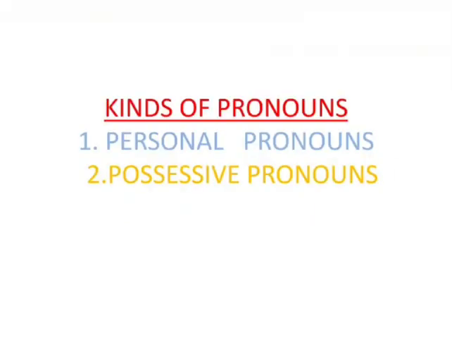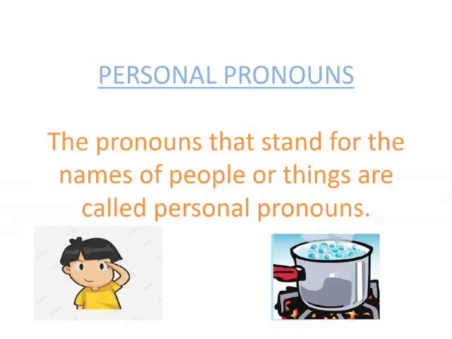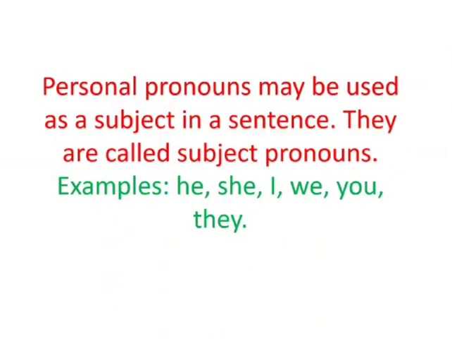Now we come to the second part of this chapter, that is kinds of pronouns. In this video, you are going to learn about two types of pronoun. The first one is personal pronouns and the second is possessive pronouns. Personal pronouns. Now what are personal pronouns? The pronouns that stand for the names of people or things are called personal pronouns.